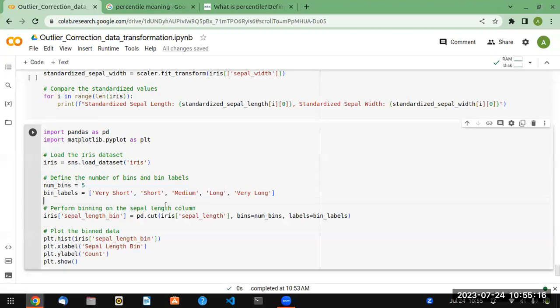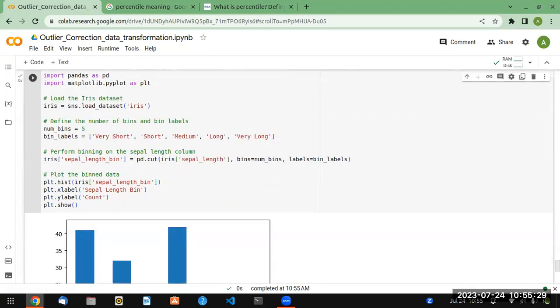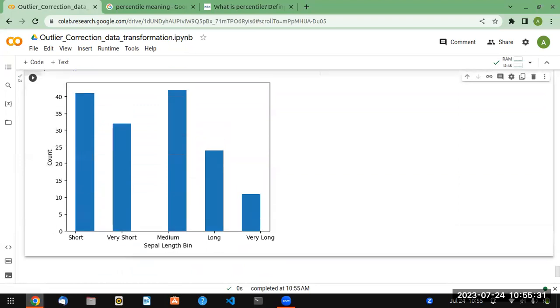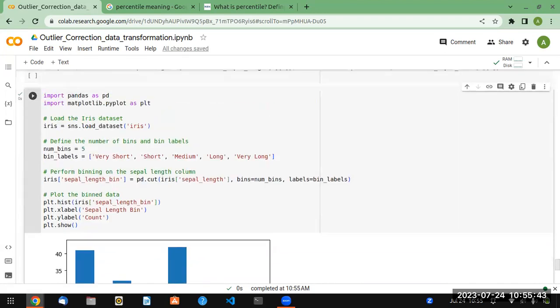Suppose I want to make short, medium, long. Then what changes do I need to make? Okay, first let's see. Since you have to make it 3, see, this many points are in the short category. This many points are in the very short category. So these categories, who decided? Us. We decided this.